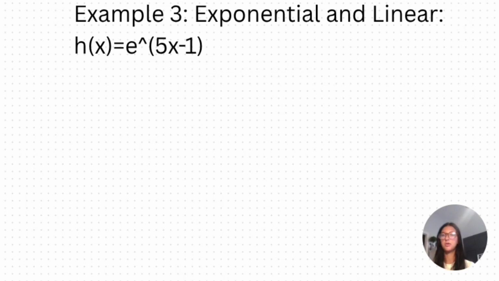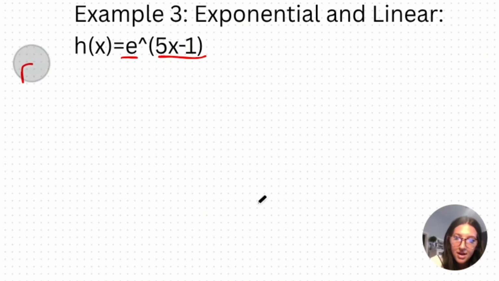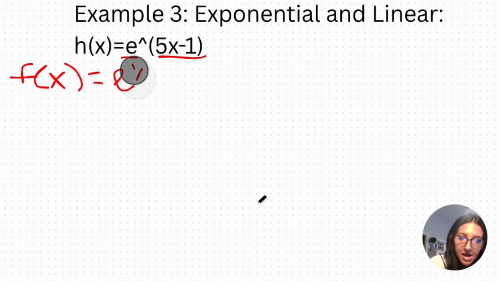Okay, so now we have our third example. This is going to be an exponential and linear. So we see here, that's definitely composition. Again, we have an outer function and an inner function that are very clear. Okay, so first thing we are going to do is identify the outer function. So we have f of x is equal to, our outer function here is e to the x.